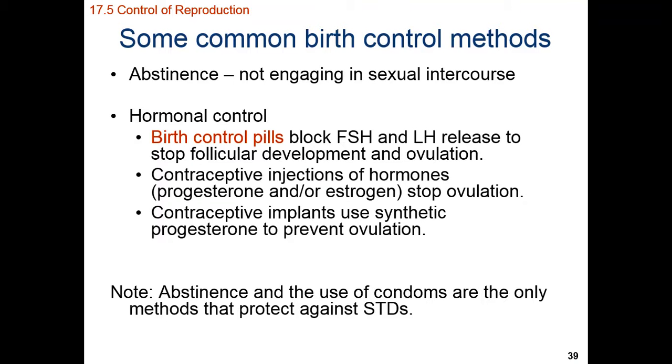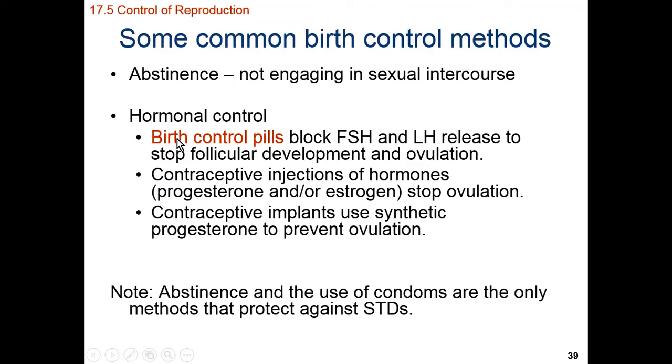Moving on, let's talk about birth control methods. There's the classic, don't have sex, abstinence. If you don't want to have children, a great way to not have children is to not have intercourse. You've all learned about the birds and bees. This one is a no-brainer. But there's some other methods of birth control as well.